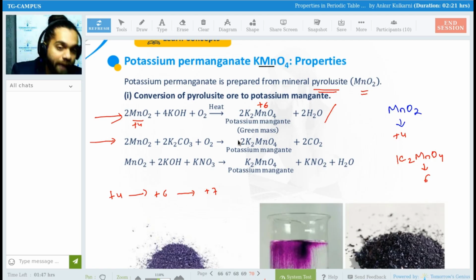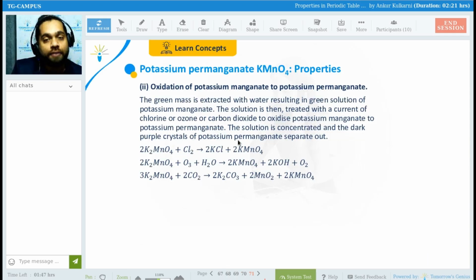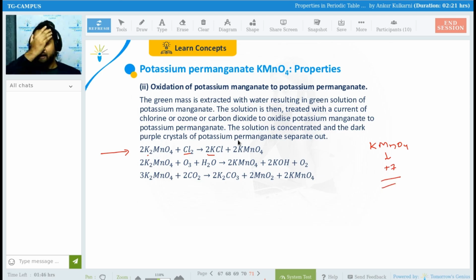Look over here. We have got our potassium manganate, K₂MnO₄. We do not want a K. We want to remove that K. So simple, I'll simply add Cl₂. It will remove the K. KCl has good affinity. So one KCl will be removed. That brings us potassium permanganate with the +7 oxidation state.